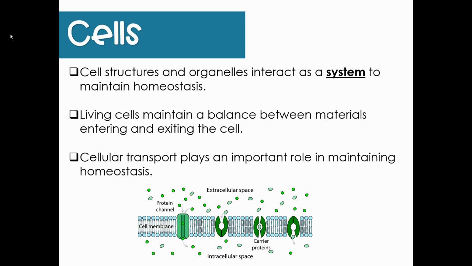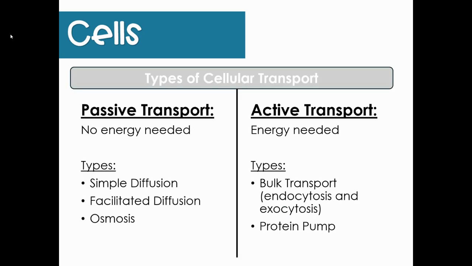Now, we said this earlier, but this is so important to understanding the whole realm of biology. Cell structures and organelles interact as an entire system, and the purpose of this is to maintain homeostasis, which is super important for all living organisms. Living cells maintain a balance between materials that enter and leave the cell, and cell transport, which we talked about in our cells unit this year, plays a super important role in helping to maintain that homeostasis.